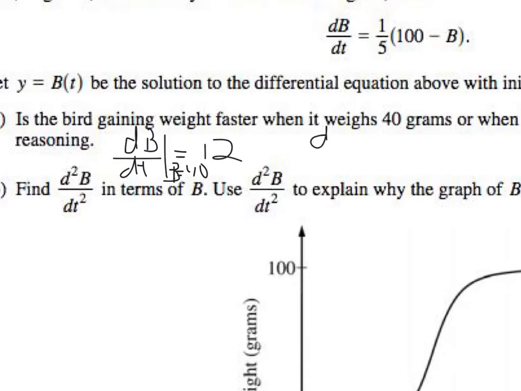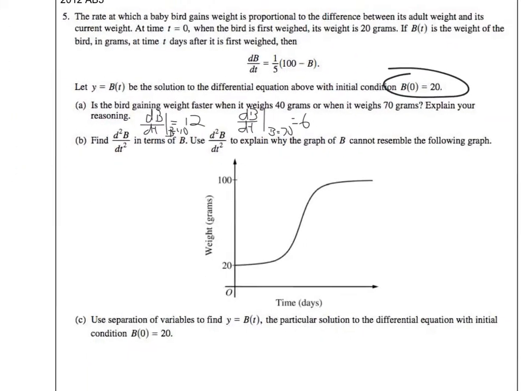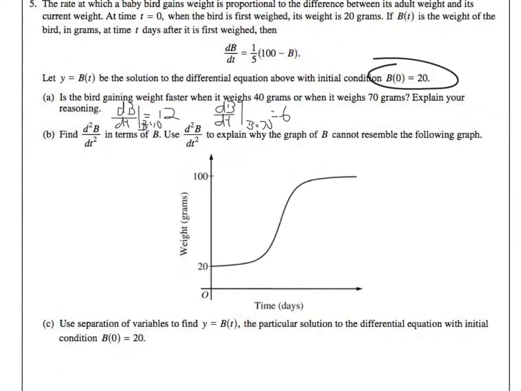And then dB/dt when b equals 70. 100 minus 70 is 30. A fifth of that is 6. So then what you need to write is the bird is gaining weight faster when the bird weighs 40 grams because dB/dt at 40 is greater than dB/dt at 70.